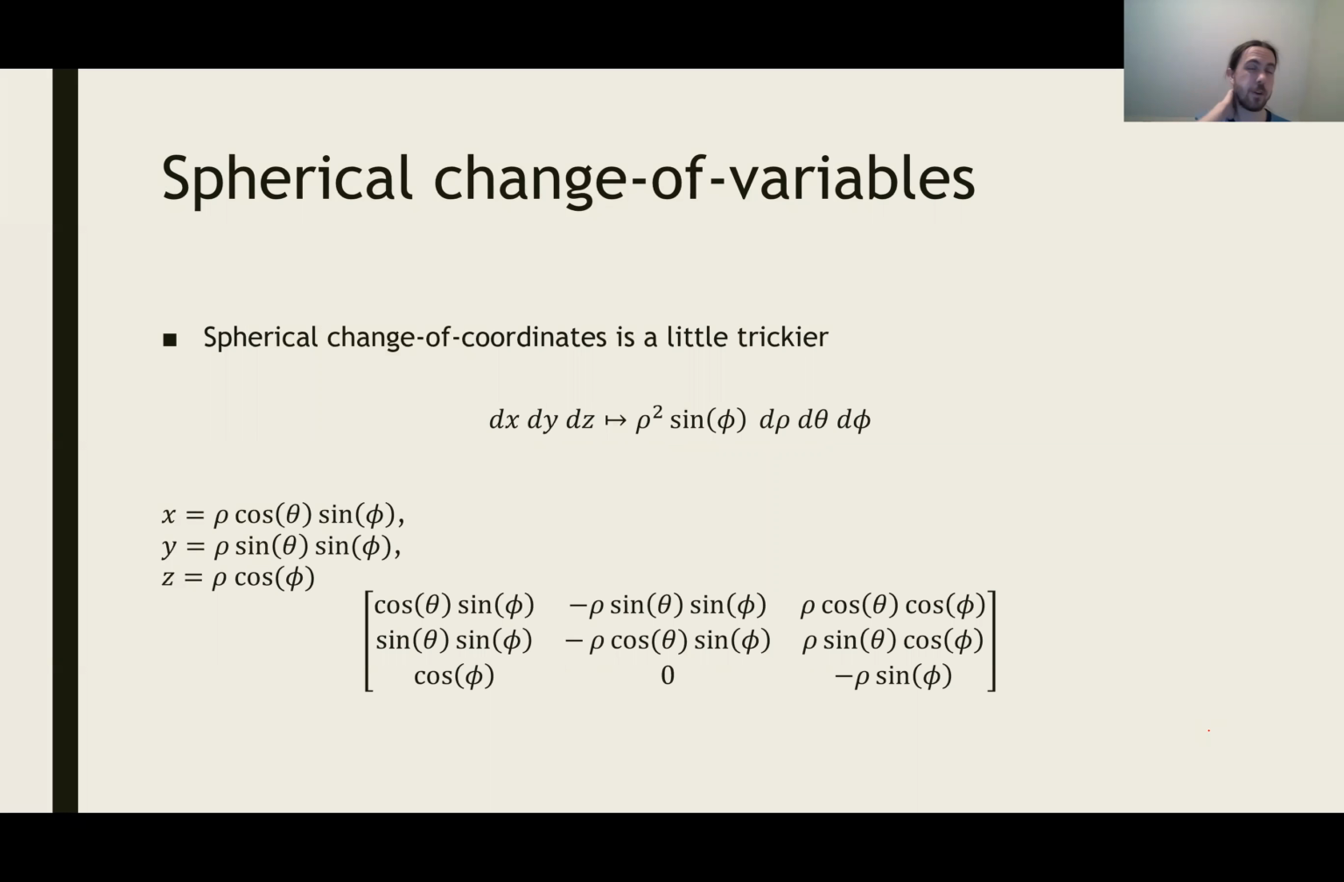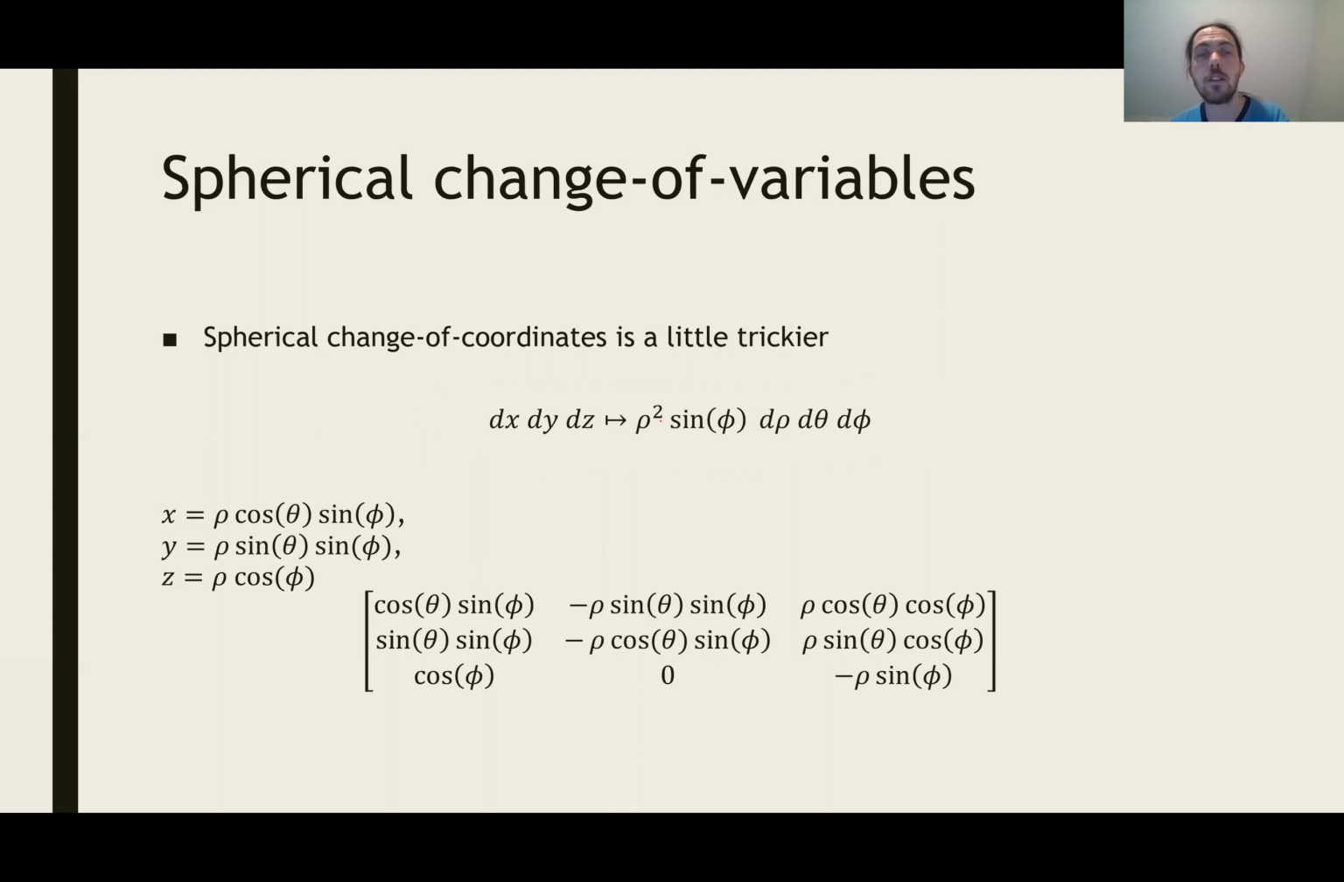Spherical change of variables is a bit more of a cow to actually do the calculation. The point is that we don't ever have to do this calculation anymore once we've done it once. If we figure out the distortion factor for spherical coordinates just one time, we can use that calculation forever and never do this Jacobian bit again. Spherical change of coordinates turns out to look like this. It's a little bit more complicated than the cylindrical one.